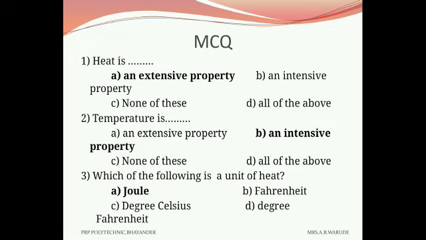Third, which of the following is a unit of heat? Option A is joule. Option B is Fahrenheit. Option C is degree Celsius. Option D is degree Fahrenheit. When we observe these four options, Fahrenheit, degree Celsius and degree Fahrenheit are the units of temperature. And option A, joule, is the unit of heat, and therefore correct option is joule.